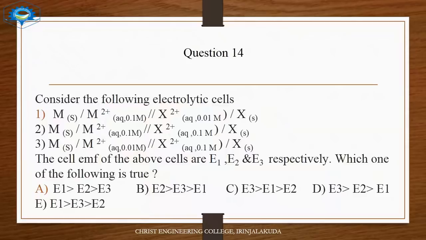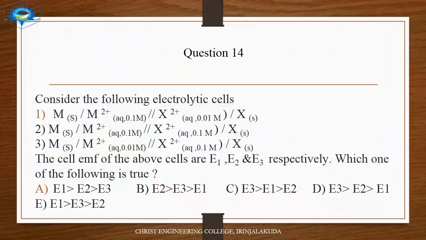Is option C. Consider the following electrolytic cell. We have 3 types of cell, and the question is: the cell EMFs of the above cells 1, 2, 3 are E1, E2 and E3 respectively. Which one of the following is a true statement? That is the question. We have 5 options, option A, B, C, D and E. Which one is the correct statement?